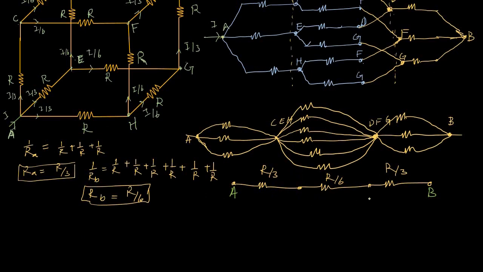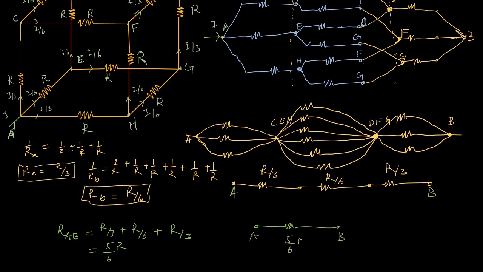So the equivalent resistance of these 3 resistors is, let's say, RAB is equal to R divided by 3 plus R divided by 6 plus R divided by 3. So the equivalent resistance of these 3 resistors is equal to 5R divided by 6. So the equivalent resistance between point A and B across the diagonal of this cube is equal to 5 divided by 6 into R. So this is basically the equivalent resistance across the diagonal of this cube.